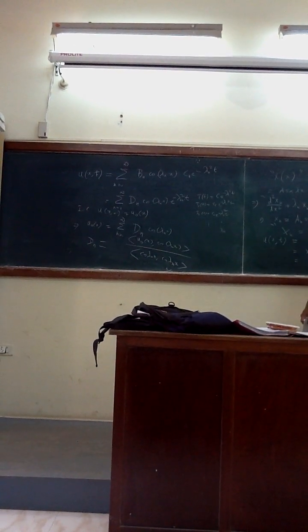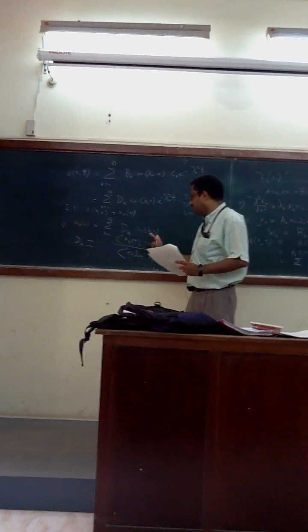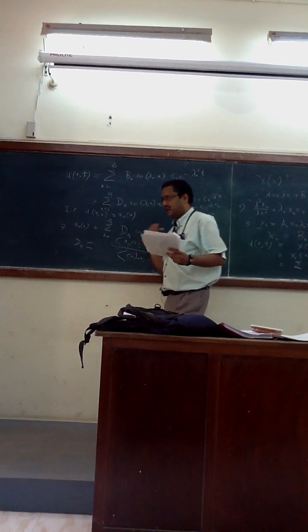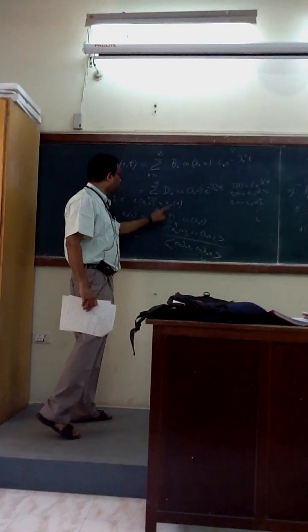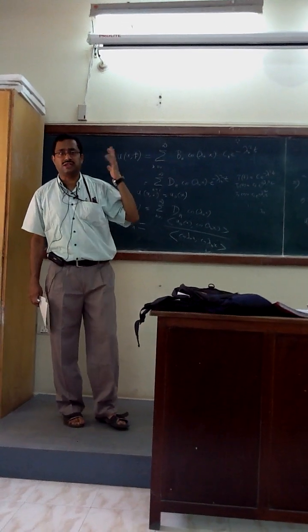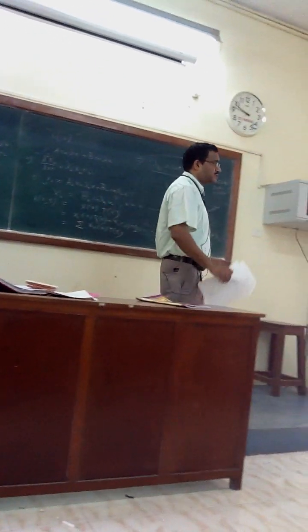That's it. So based on the values of u0(x), we can integrate this, as you have done in all those eigenfunction expansions, and once dn is known, you get the final solution. So that's the overall procedure for the separation of variables.